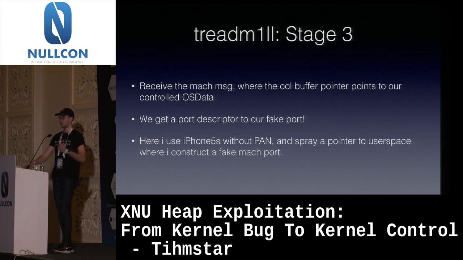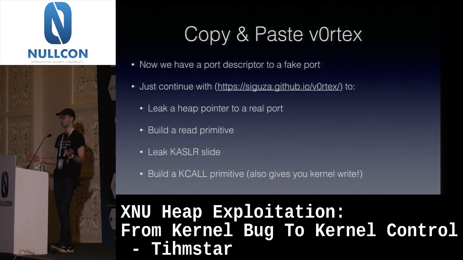Having done this, you can pretty much just copy and paste Vortex. Vortex by Ziguza, he laid it out, and after having this primitive, you just go there. I will go into detail on what all of these steps mean when talking about later exploits. Basically, just real quick, you leak a heap pointer to a real port, you keep leaking pointers, and then you build a read primitive using pid for task, same as the previous iOS talk mentioned. You leak the KASLR slide, build a kcall primitive on devices where you can. Now with PAC it's more difficult, but back then it was super easy.